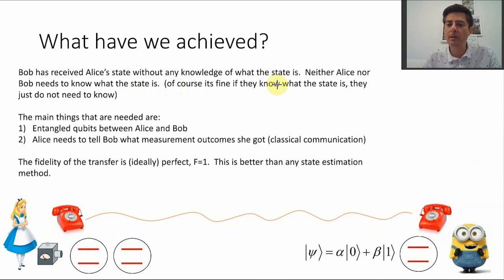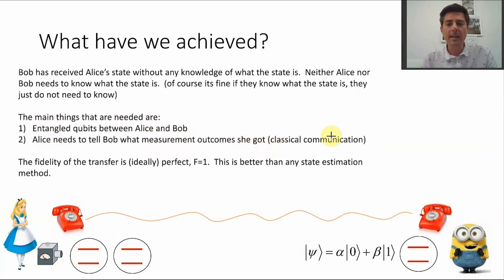In fact, if you are an experimentalist working in the lab, it's probably better that you know what the state is that you're transferring, but it's the principle that counts, that you don't need to know. The main things you need to do this teleportation are just these entangled qubits between Alice and Bob, and Alice also needs to tell Bob the measurement outcomes she got.